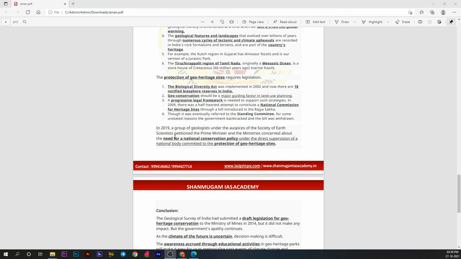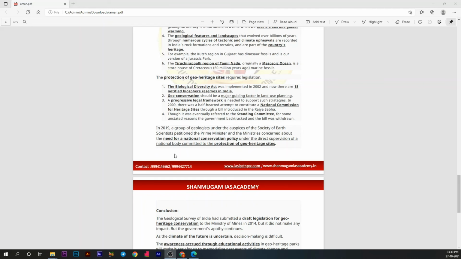And in 2019, a group of scientists and geologists met the Honorable Prime Minister of our country and the concerned ministries, and they stated the need for a national conservation policy under the direct supervision of a national body committed to the protection of geoheritage sites. So these geologists met our ministers and the Prime Minister and asked for conservation policies for the protection of geoheritage sites in our country.